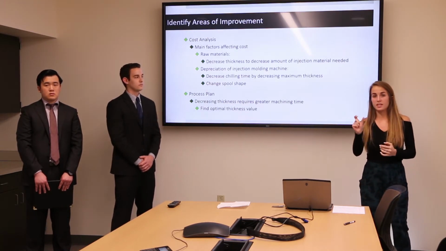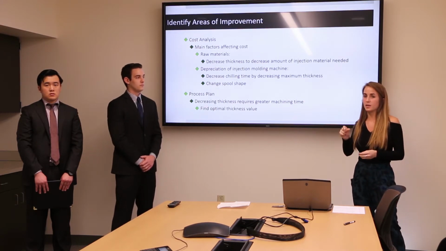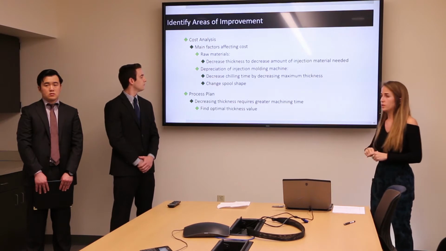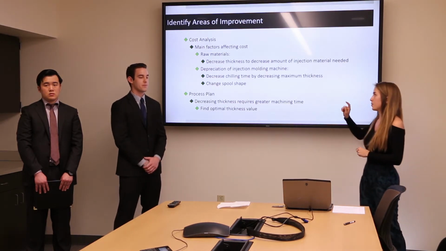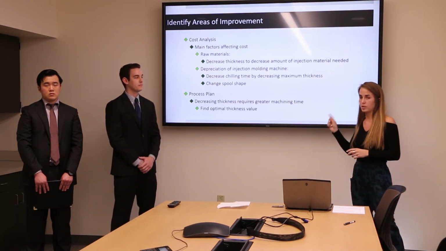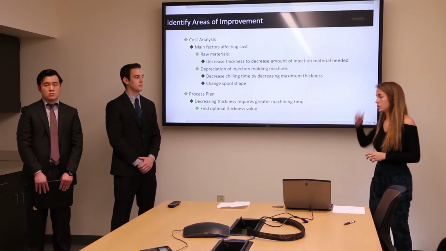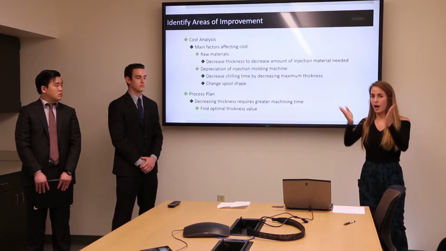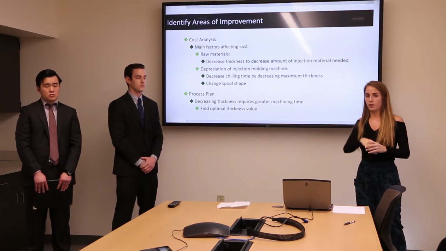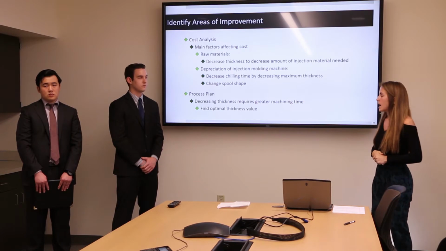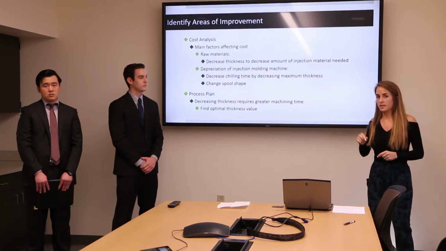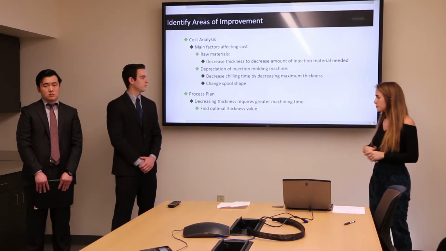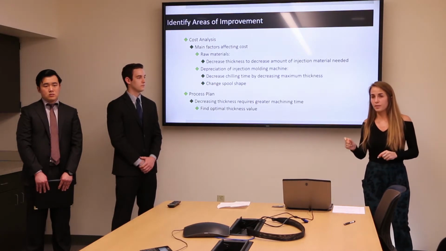Which means that decreasing the thickness of how much plastic was needed was essential. And also decreasing the thickness we found was going to decrease the chilling time, which meant that the depreciation of the injection molding machine would also decrease, which Jung Chang found in his analysis. So we decided to change the spool shape because the Y was way too thick. That material was taking way too long to cool. But decreasing the thickness of our designs meant that we were going to have to machine more. So we worked with Kyle in the process plan to find the optimal thickness value.